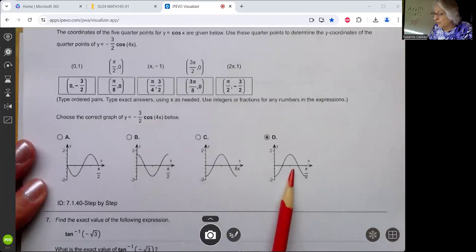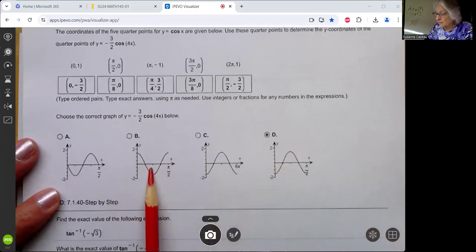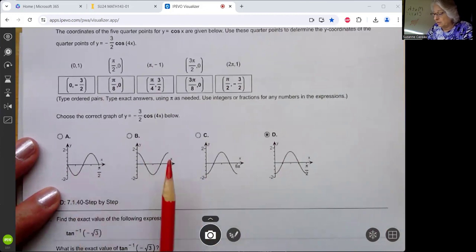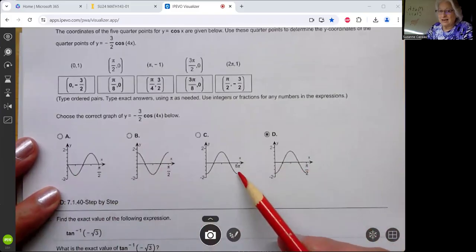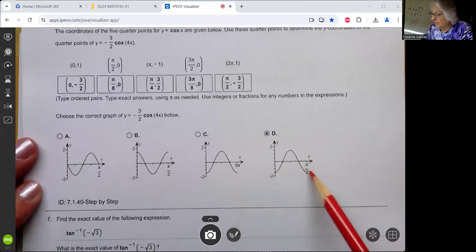So for this graph, you want to be looking for the correct wiggle. This one's wiggling the wrong way. This one's a sine. This one's not even cosine. So A and B are out right away. What's the difference here? Well, the period on this is pi over 2, and the period here is 8. So this is the correct graph here.